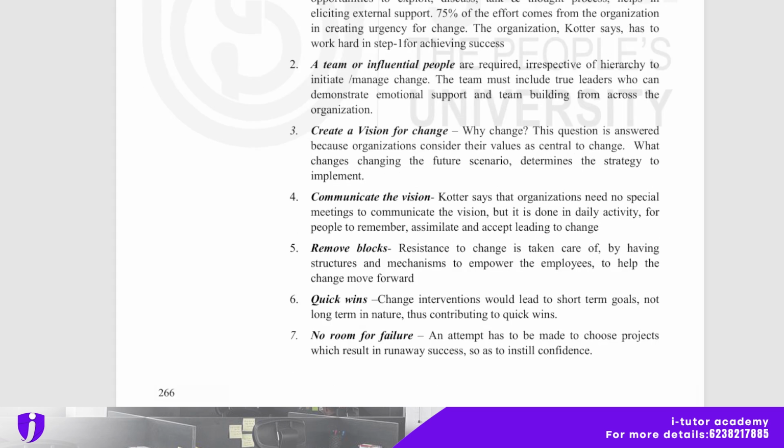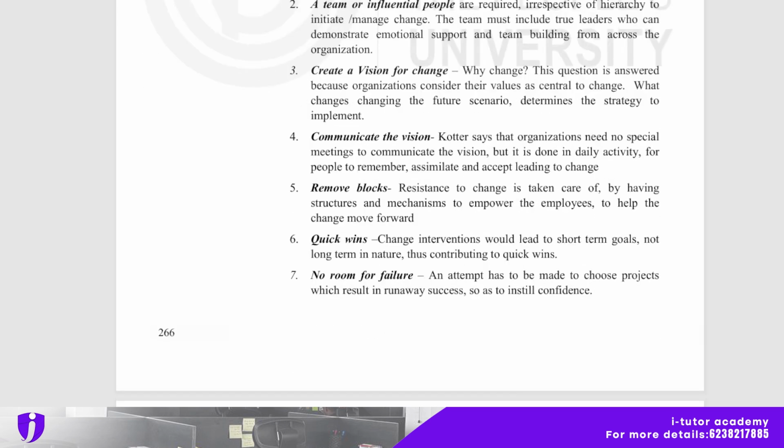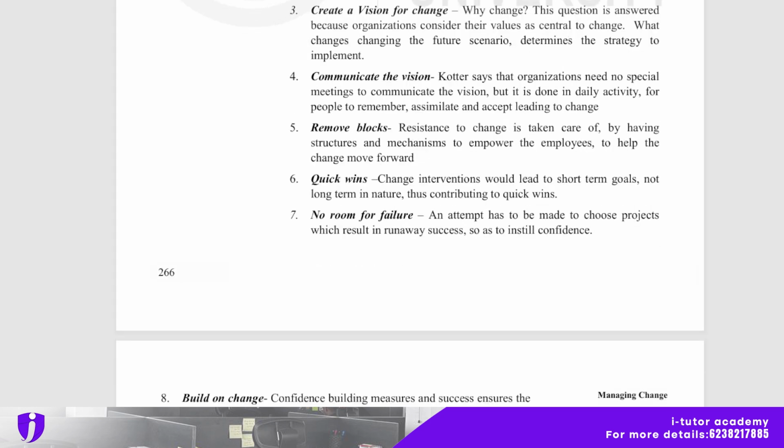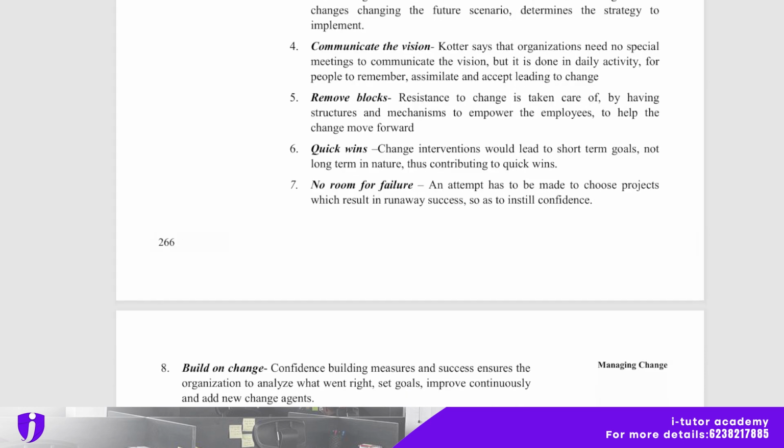And next is create a vision for change. Why change? This question is answered because organizations consider their values as central to change. What change? Just changing the future scenario determines the strategy to implement it. And next is communicate the vision. Kotter says that organizations need special meetings to communicate the vision, but it is done in daily activity for people to remember, assimilate and accept, leading to change.